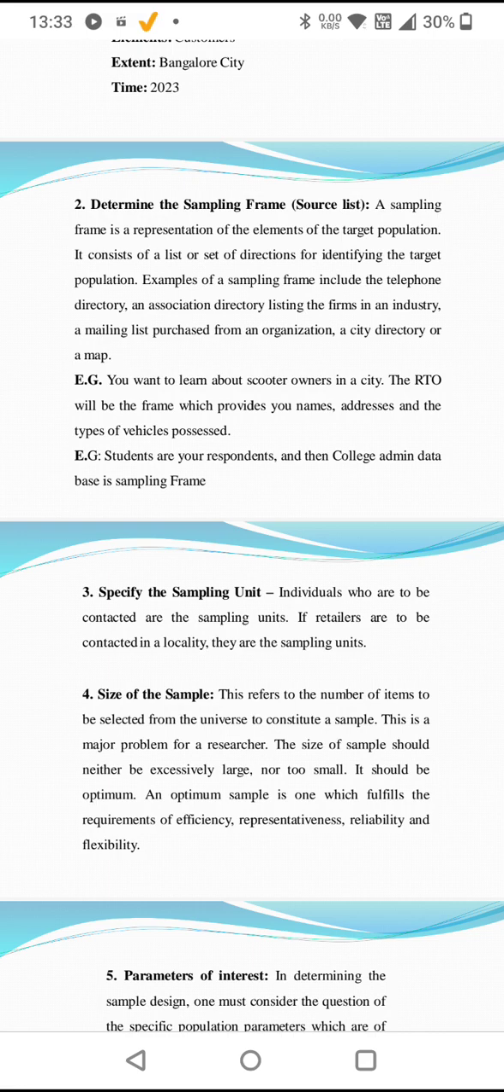Next is the size of the sample. So this refers to a number of items to be selected from the universe to constitute a sample. So this is a major problem before a researcher. The size of the sample should neither be excessively large nor too small, but it has to be optimum. An optimum sample is one which fulfills the requirements of efficiency, representativeness, reliability and flexibility as well.